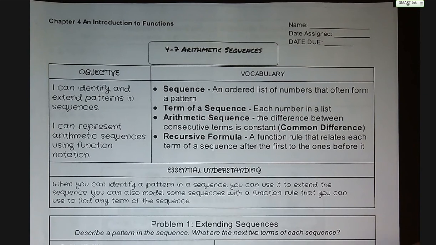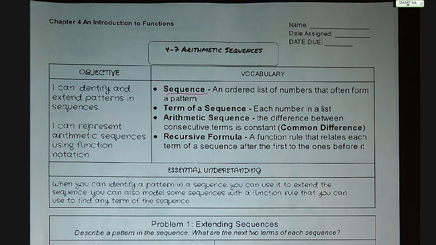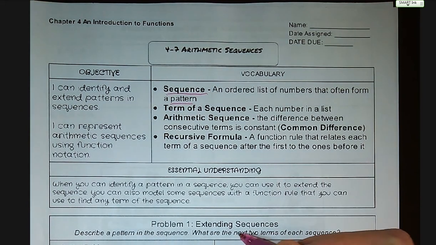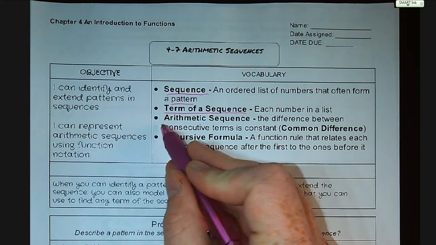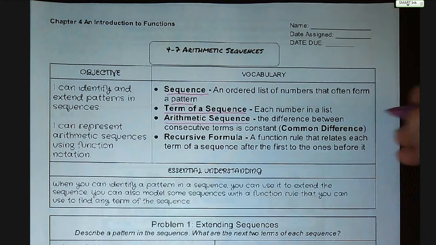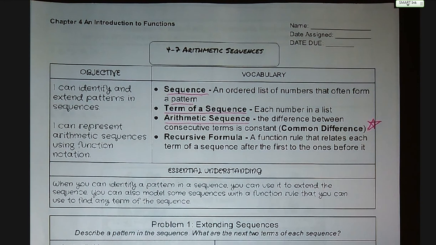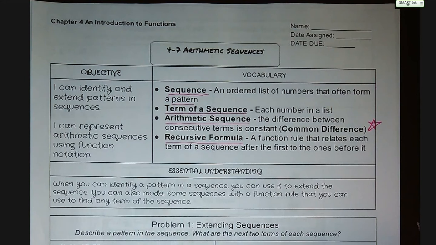First off, our vocab. A sequence is an ordered list of numbers that often form a pattern. That's definitely a big takeaway here. Focus on the patterns. A term of a sequence is just each number in the list. An arithmetic sequence is one where the difference between consecutive terms is constant, so they have a common difference between them. And a recursive formula is a function rule that relates each term of a sequence after the first to the ones before it.